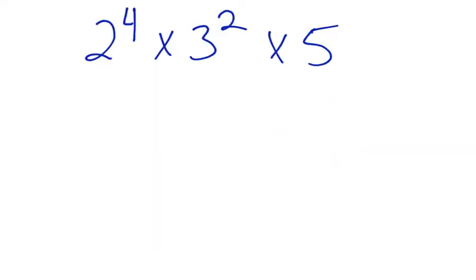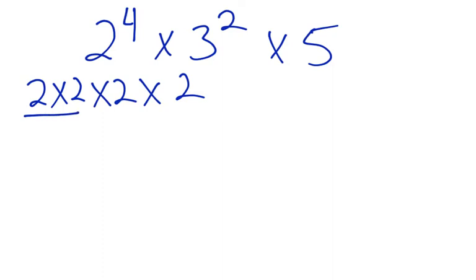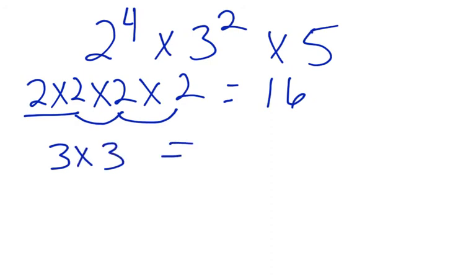Now on a separate sheet of paper, let's work this out together. So I have 2 to the 4th power first. And remember, these are all multiplications, so you could have done these in any order. So 2 to the 4th power is 2 times 2 times 2 times 2. And I'm just going to go from left to right. 2 times 2 is 4. 4 times 2 is 8. And 8 times 2 is 16. Then I have 3 squared, which is 3 times 3. Of course, that's going to be 9.